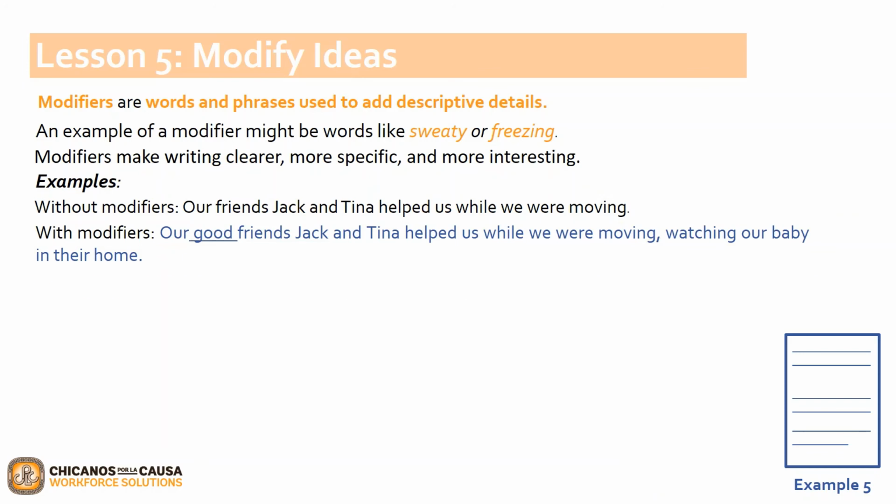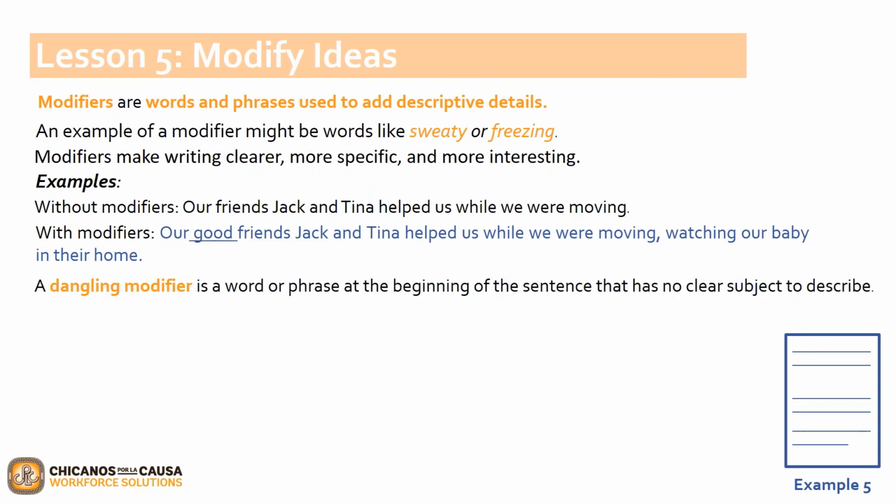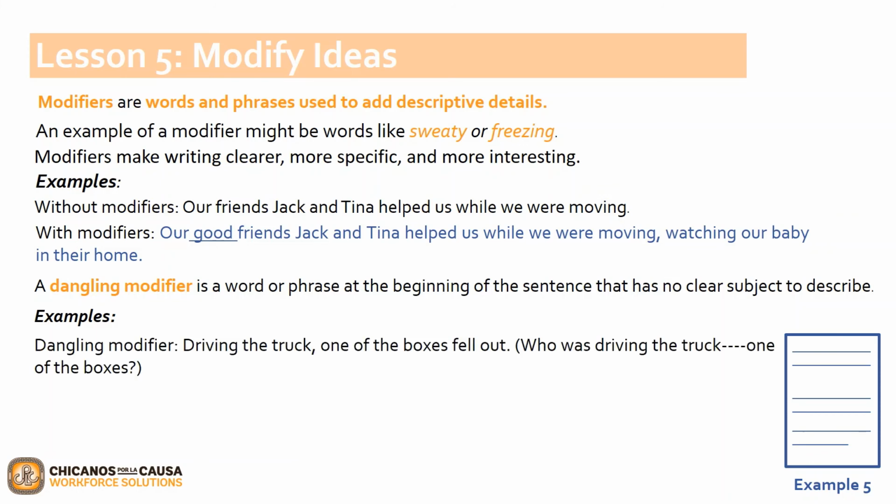A dangling modifier is a word or phrase at the beginning of the sentence that has no clear subject to describe. An example of a dangling modifier would be, "Driving the truck, one of the boxes fell out." Who was driving the truck? One of the boxes?